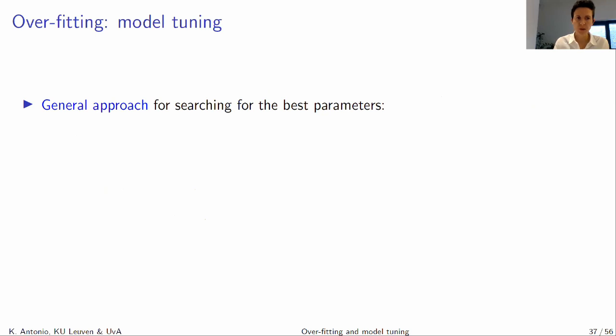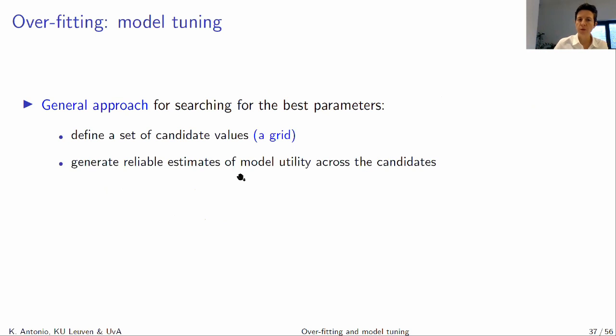Okay. So let's look at a general approach for searching for these best values of the tuning parameters. We're going to define a set of candidate values called a grid. Think about the grid of values for K that we evaluated. We're going to get reliable estimates of the model utility across these candidates. Think about building the K nearest neighbor classifier on the training data, and then using that to predict the test data, and capturing or measuring the error made on the test data for each of the values of K that we investigated. That's what we're going to do.